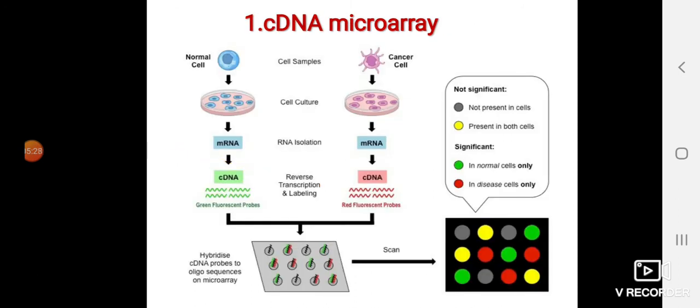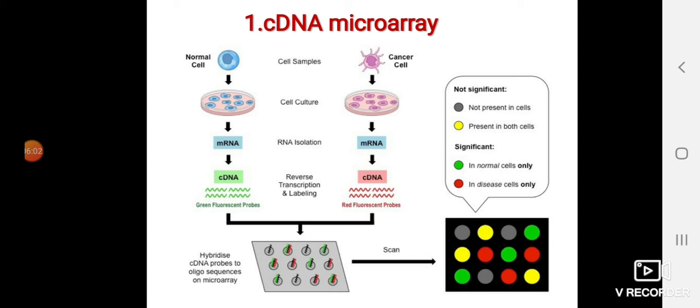I'll be talking mainly here about nucleic acid arrays, especially the cDNA microarray, which is used for studying the gene expression in a particular organism or a cell. You can see here there is a normal cell and a cancer cell. You can take the samples, make a cell culture, take the total mRNA from the cells, and then that can be subjected to cDNA production.